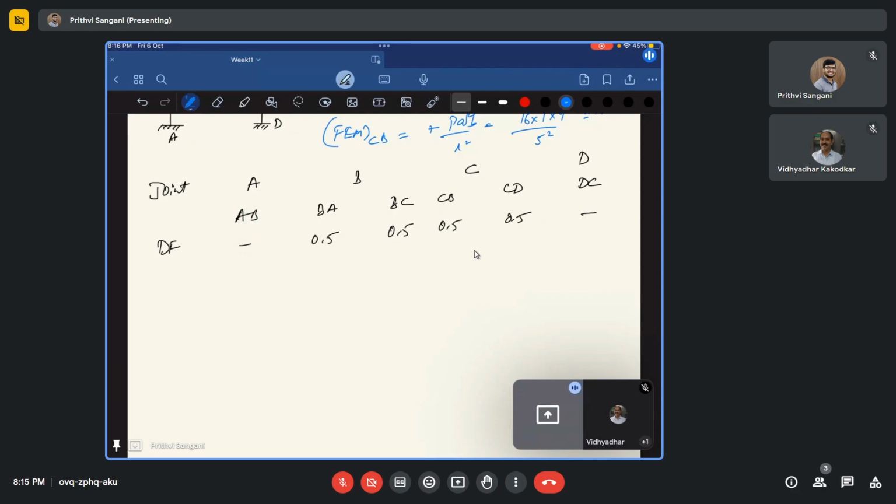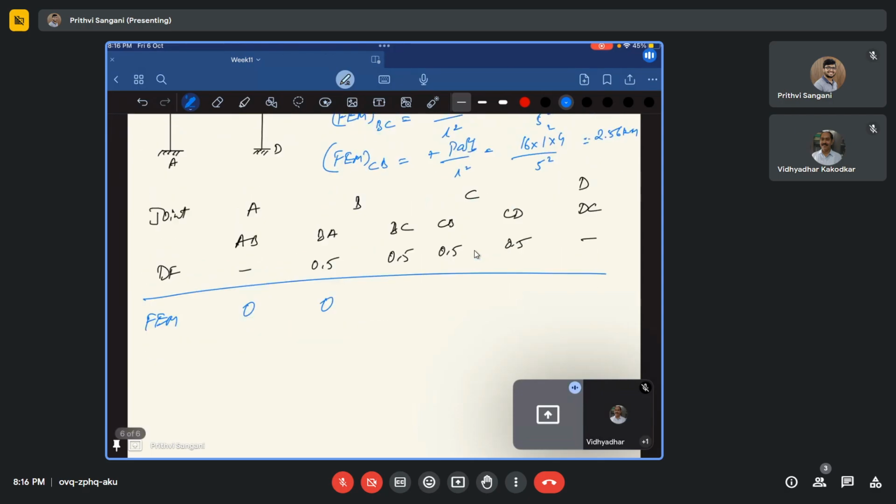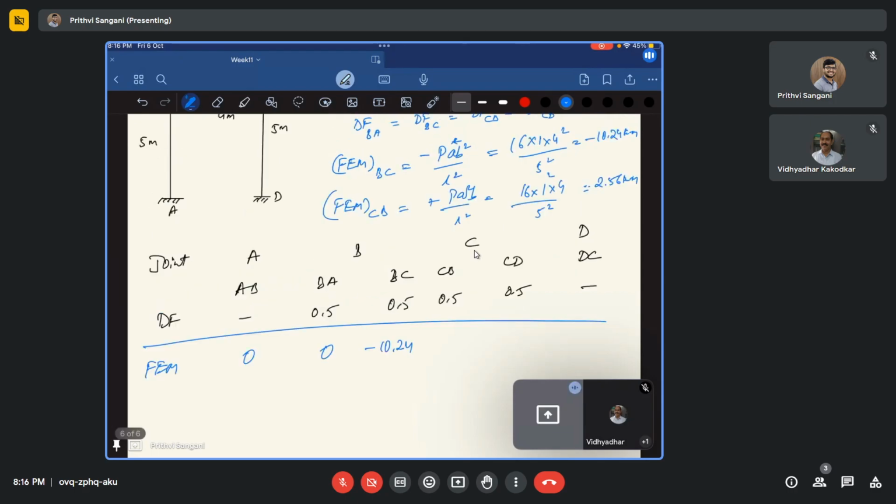What about fixed end moments? For BA we don't have any fixed end moments. It is zero. AB and BA are also zero. BC we got minus 10.24. And what about CB? CB is 2.56. Okay, and CD is 0 and 0.